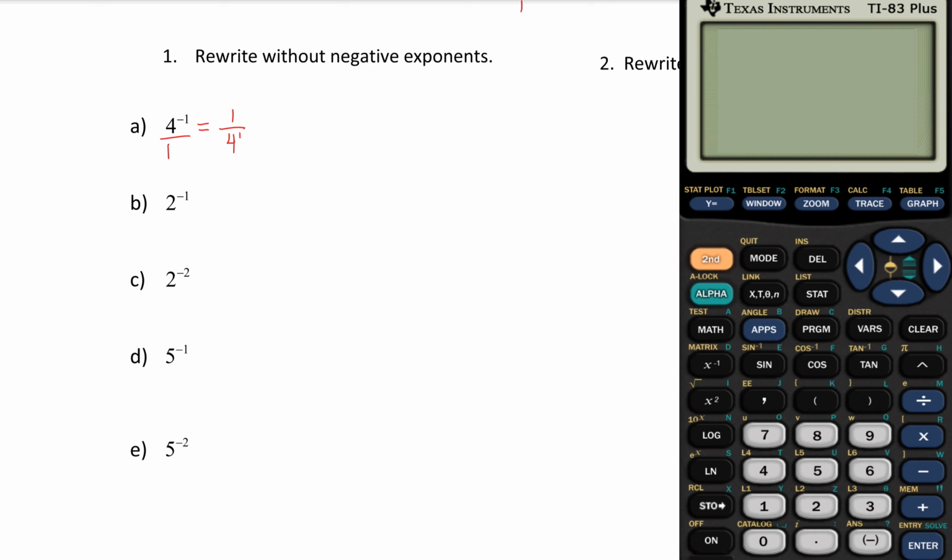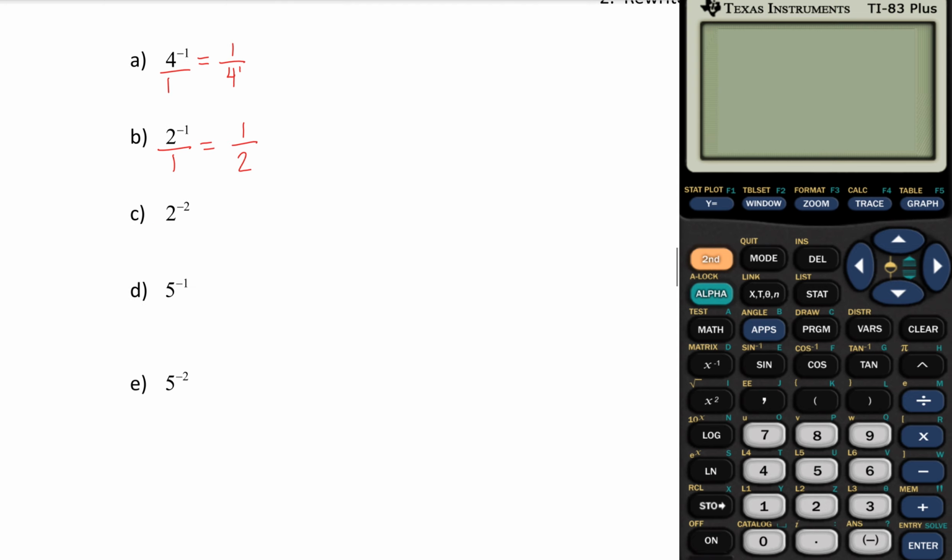Again, for b, I make it into a fraction, and then I make it positive by moving it to the other side. And that becomes a positive 2 to the power of 1. But I don't write exponents of 1. It's an understood one. For c, again, I don't like that negative 2, so I have to move it to the other side. So I get 1 over 2 squared, but I like it reduced, so that becomes 1 over 4.